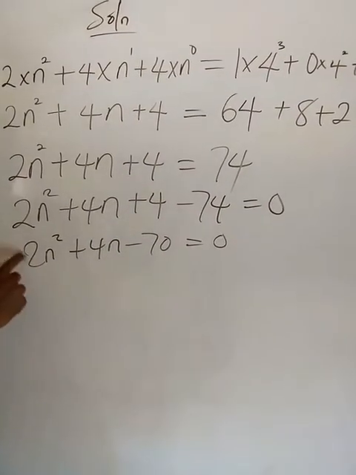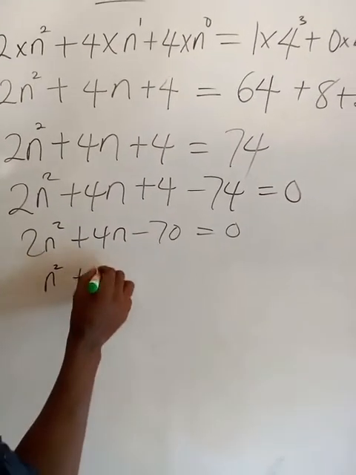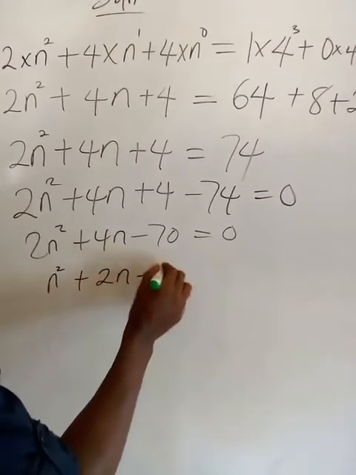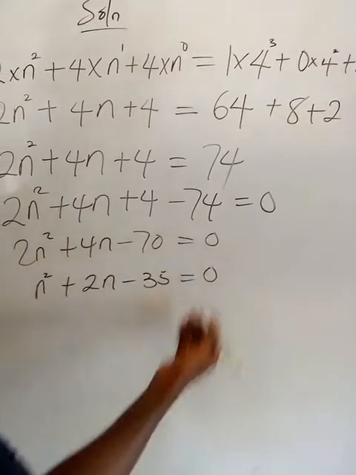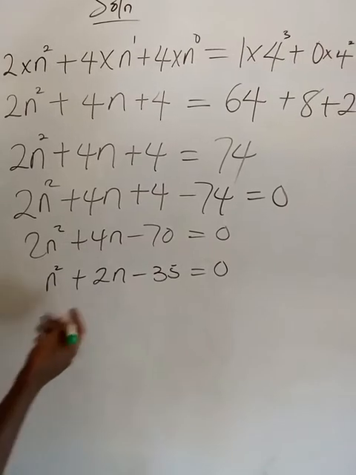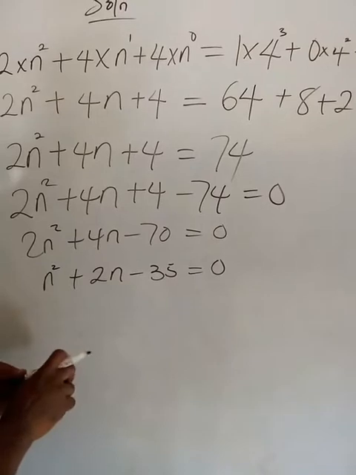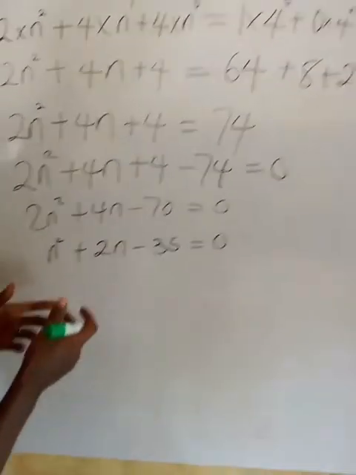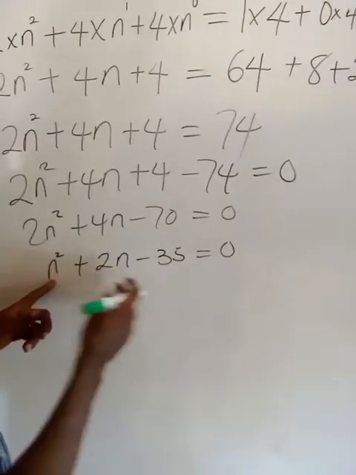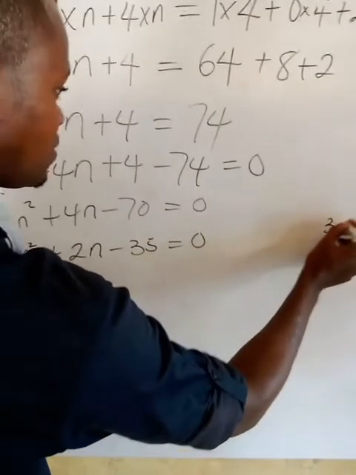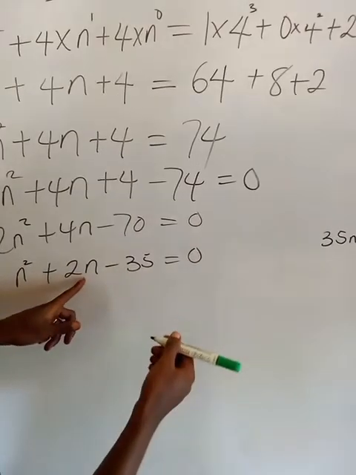Dividing both sides by 2 so that n squared can be free, we shall have n squared plus 2n minus 35, because 70 divided by 2 is 35, equals to 0 divided by 2 is 0. So if you look at this, this is a quadratic equation, and we can solve this by factorization method. What we do in factorization method is to look for two terms such that when we multiply them together, we shall have 35n squared. And when we add or subtract them, we should have 2n.